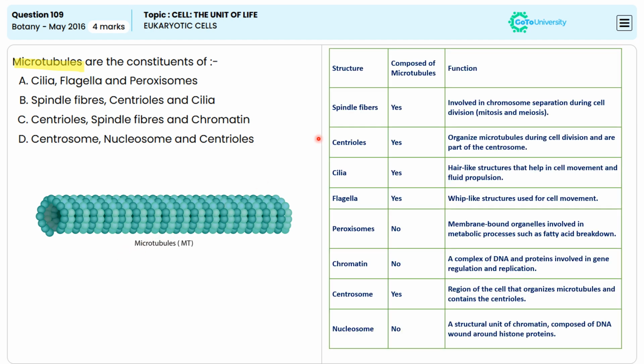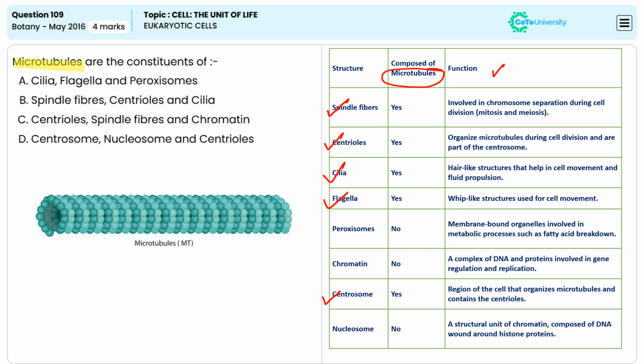Now, in the options, we have different structures: the spindle fibers, centrioles, cilia, flagella, peroxisomes, chromatin, centrosome, and nucleosome. Among the options, we have spindle fibers, centrioles, cilia, flagella, as well as centrosome, which do have the microtubules on them. And they perform various functions as well.